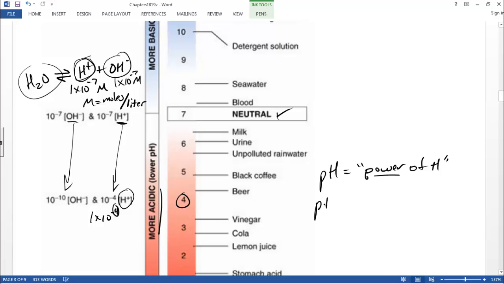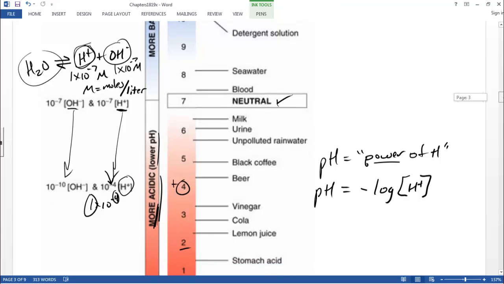And properly speaking, if you don't have a 1 in front, you really have to take the logarithm of the number of H plus ions in solution. And then notice that the exponent is negative, so we drop the negative sign when we report the pH. They're positive values. And so the trend is the lower the pH, the more acidic. A 2, for example, is even more acidic.